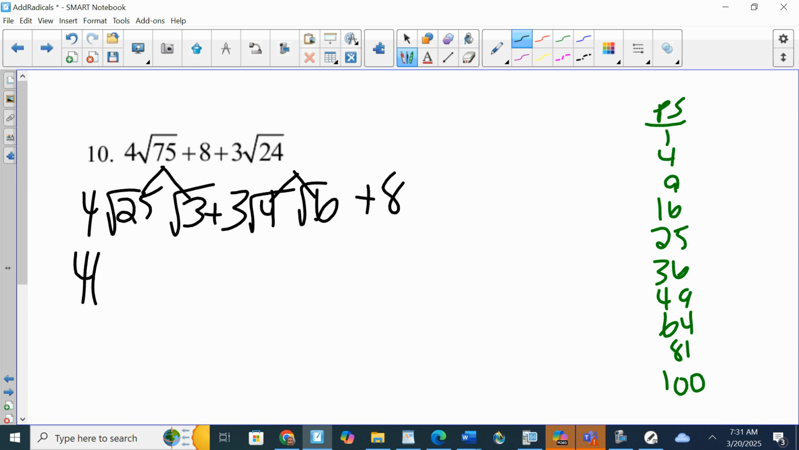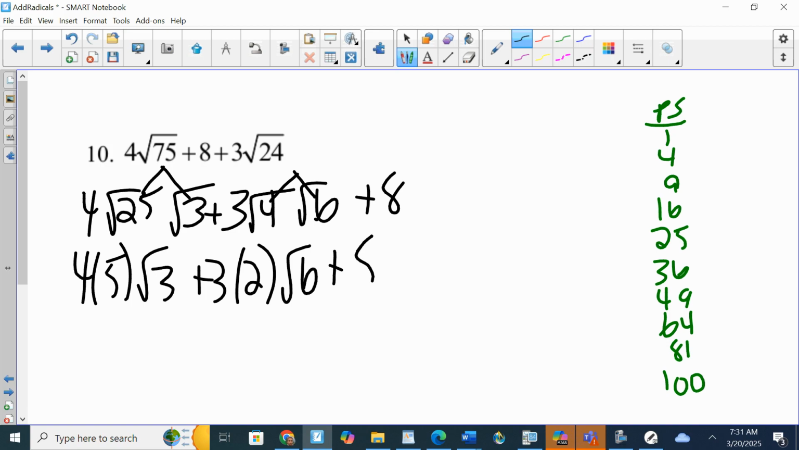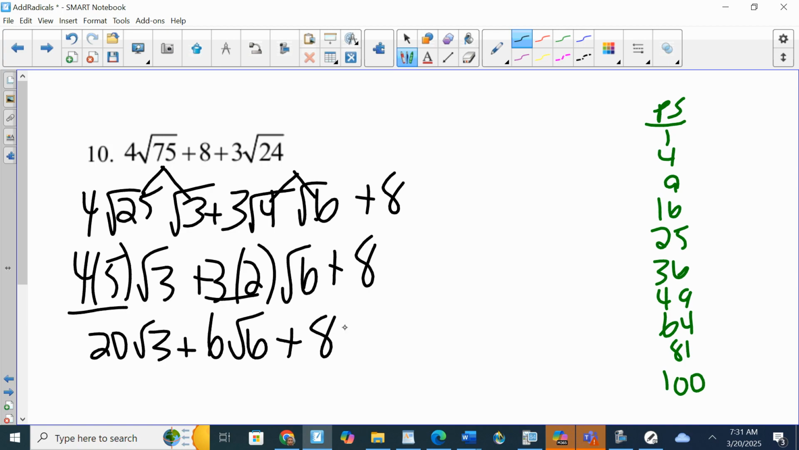Square root of 25 is 5. Square root of 4 is 2. Multiply my outsides, so I have 20 radical 3 plus 6 radical 6 plus 8. Now that I reduced everything, what can I combine? Nothing. Radical 3 is not the same as radical 6. This one doesn't have a radical. So if I can't combine them, I can't combine them, and that's my answer.